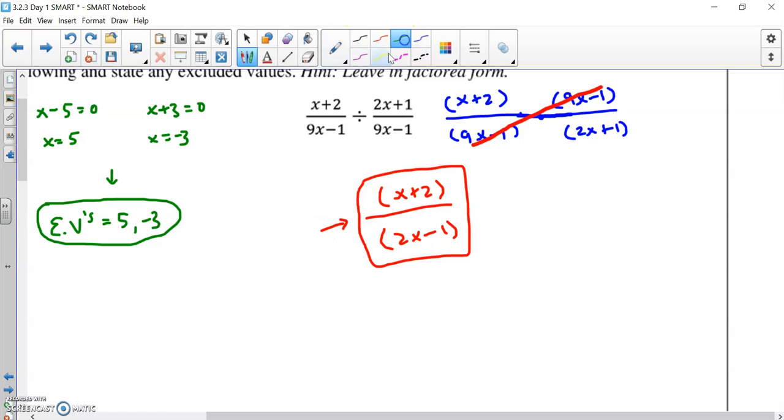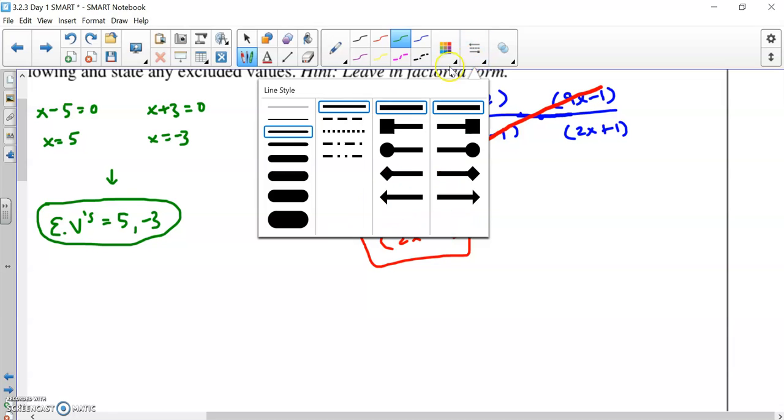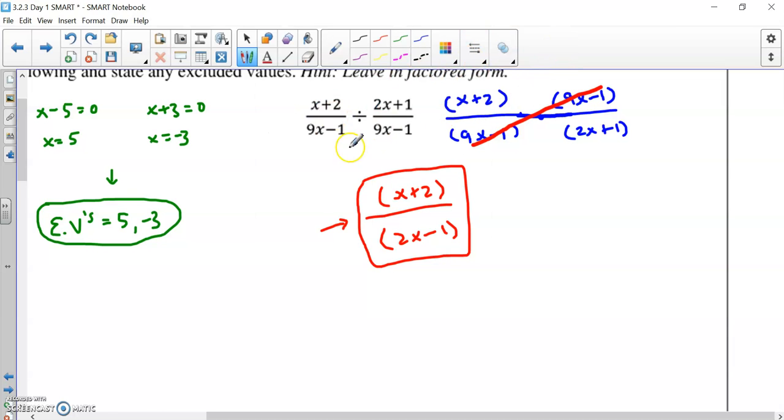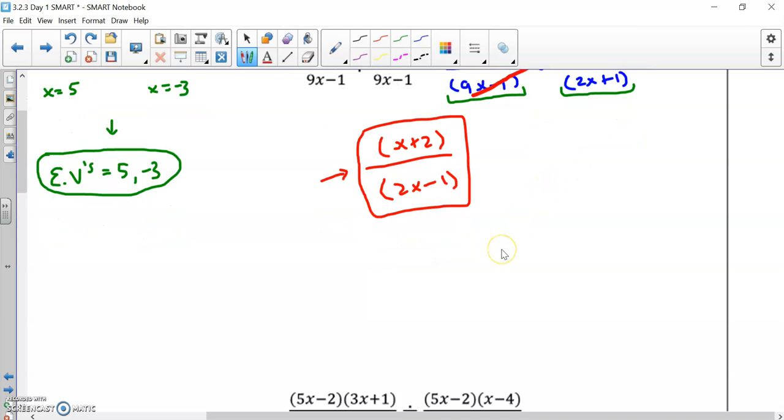Okay, and for excluded values, again, I'm going to say this till I'm blue in the face. Do not use the original problem when you're doing division. You have to use the multiplication version to know what's supposed to be on the bottom. So let's go ahead and set each of these equal to 0. We have 9x minus 1 equals 0, and we have 2x plus 1 equals 0.